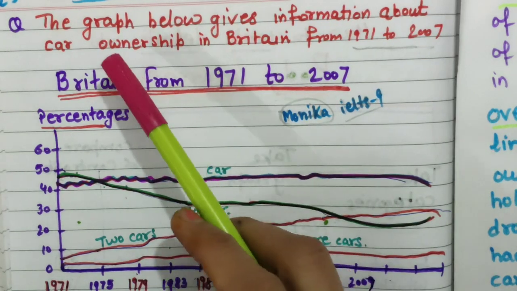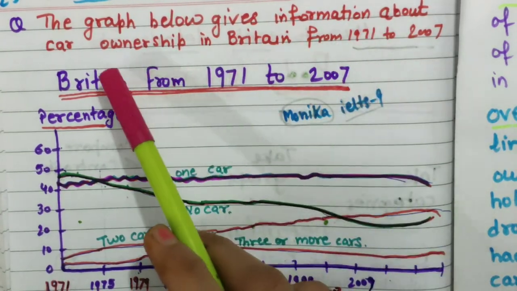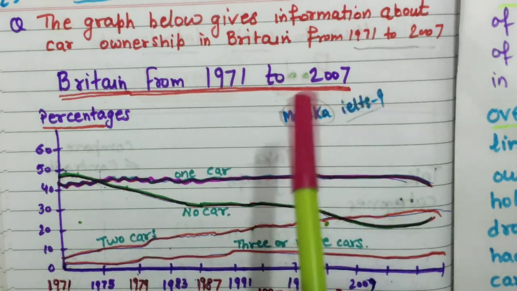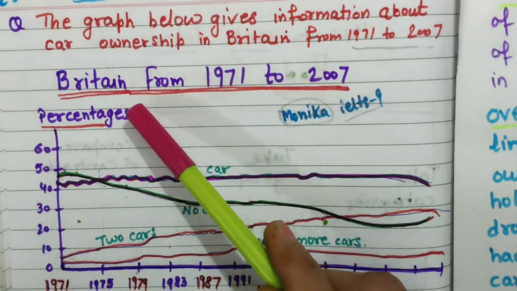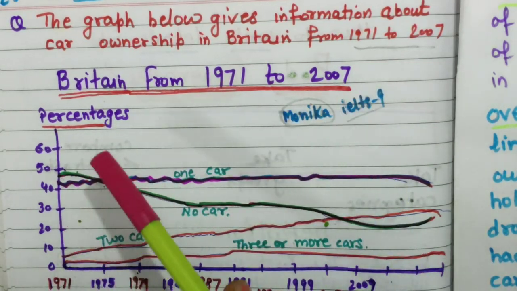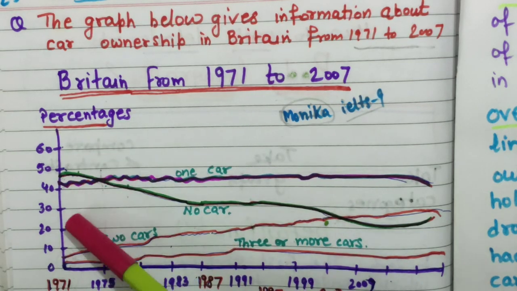Okay, the graph below gives information about car ownership in Britain from 1971 to 2007. So you can see the name of that line graph is Britain from 1971 to 2007. So it is percentages, it is given like that.